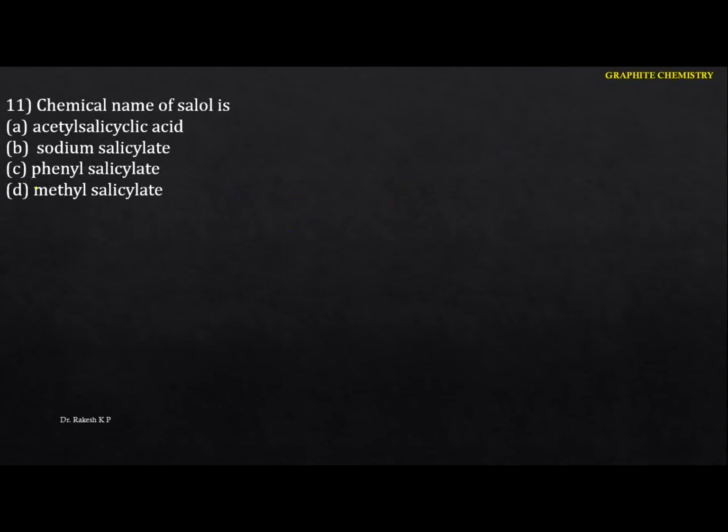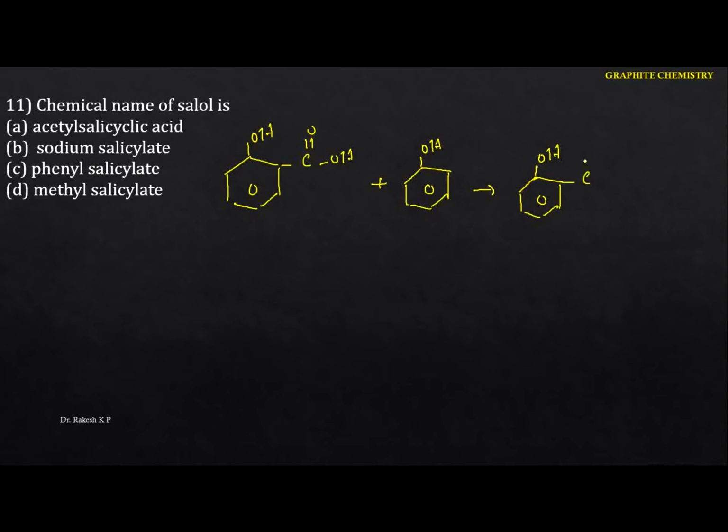the chemical name of salol is. Okay, so now see here, what exactly is salol. When you take salicylic acid, let me take this, this is salicylic acid. Whenever salicylic acid reacts with phenol, see this one, and here the product we are going to get is phenyl salicylate. This is the phenyl, that is the salicylate.